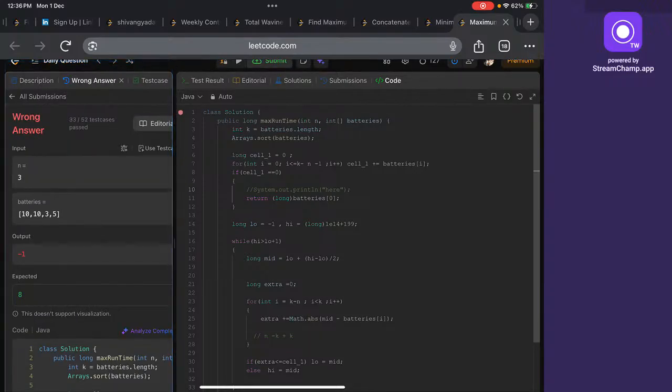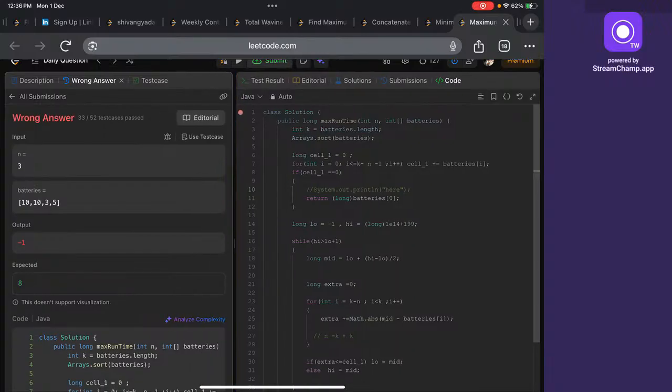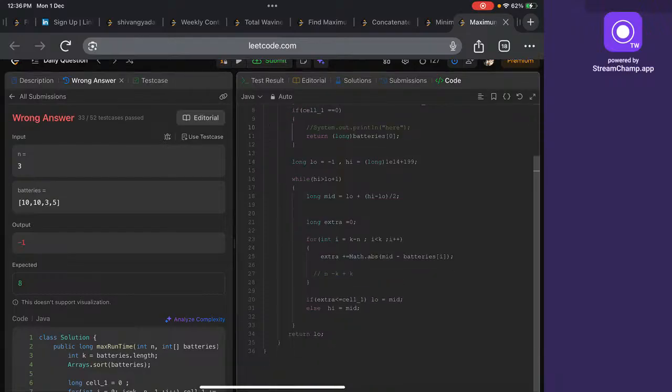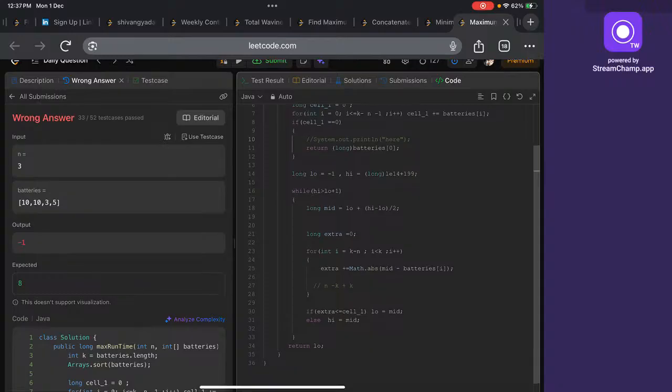Oh, why? What did we do wrong here? We sort it, okay, and we had 3 cells and we gave 10, 10, 5. It didn't run for at least 0 minutes also. Why is that? N minus k, I is less than k minus 1, okay, 3. 4 minus 3, we got a 3.